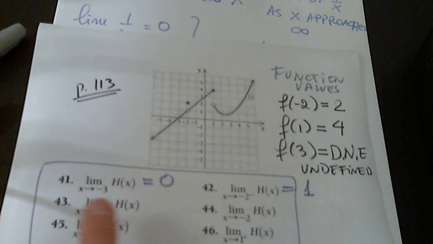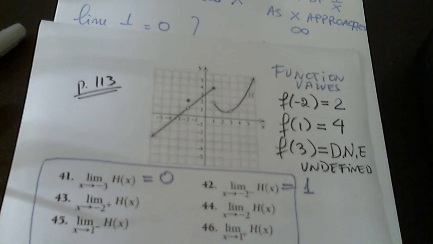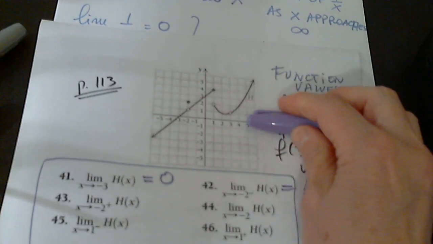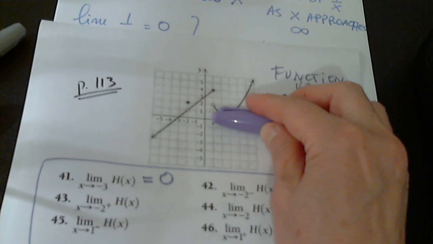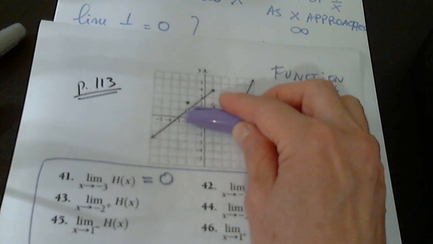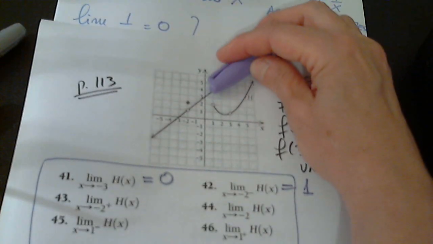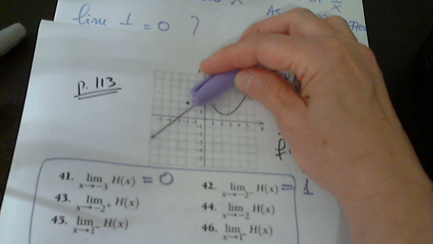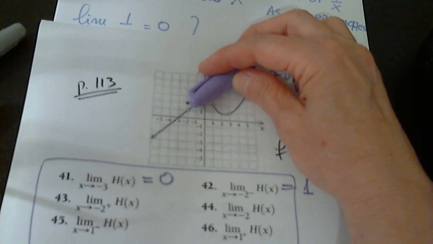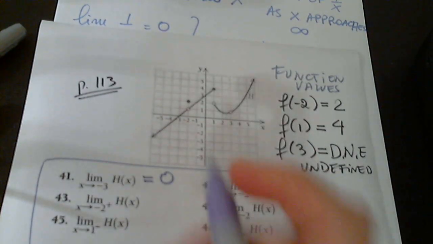Limit of h of x as x approaches -2 from the right. Target value. What is the target value? 1.